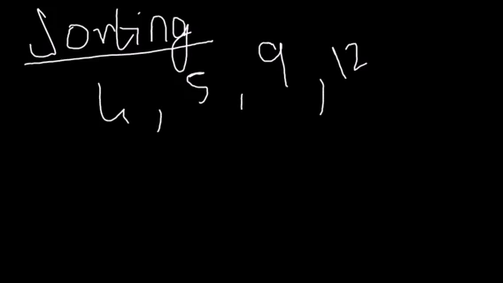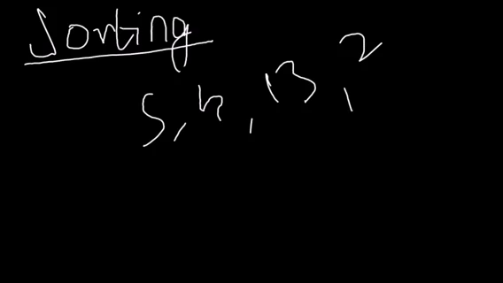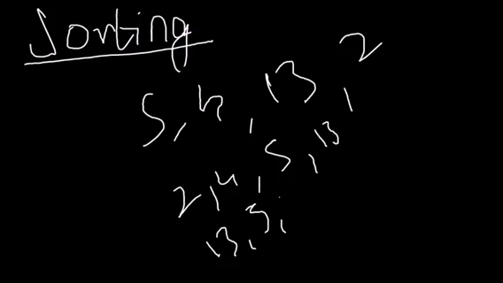Let's say you wanted to sort an array of numbers. 4, 5, 9, 12. Oops, I kind of gave you all a sorted array, my bad. I think I'm thinking a little too far ahead. Let's say you had 5, 4, 13, 2. After sorting this in ascending order, you could get 2, 4, 5, 13, I'm sorry. Or in descending order, 13, 5, 4, 2. This is ascending, this is descending.